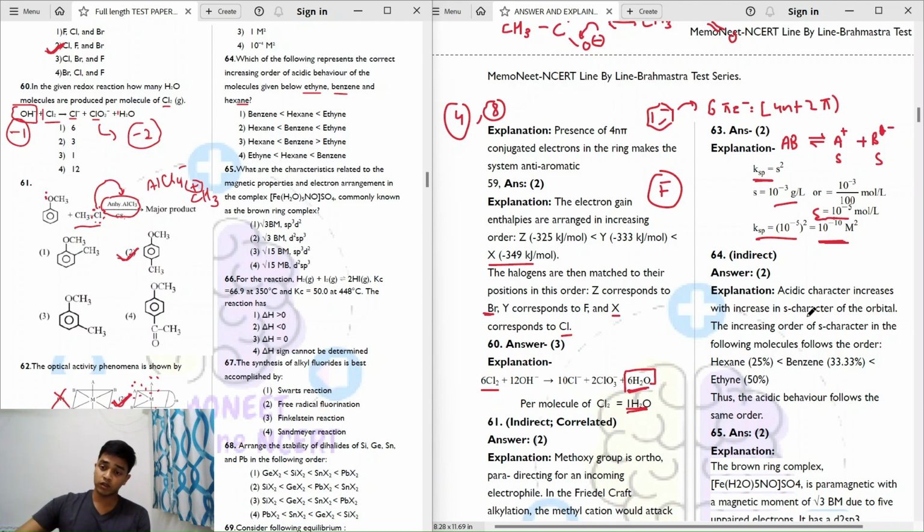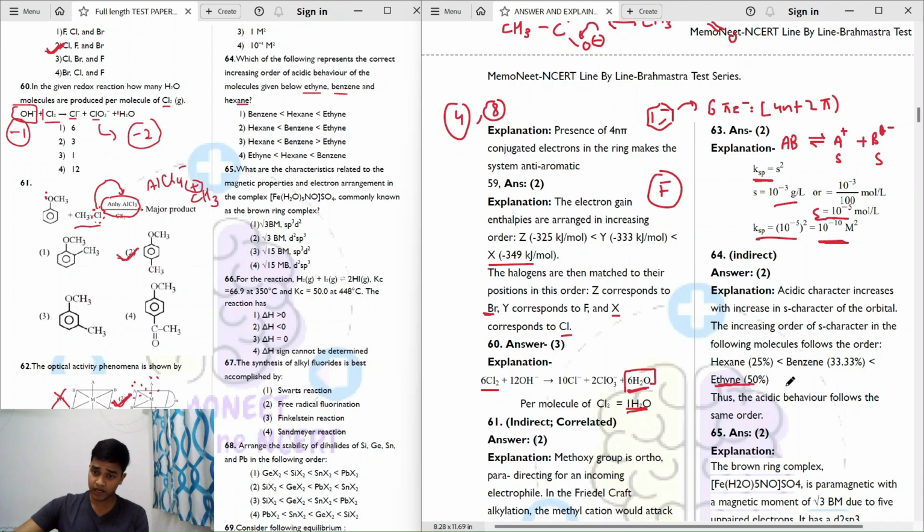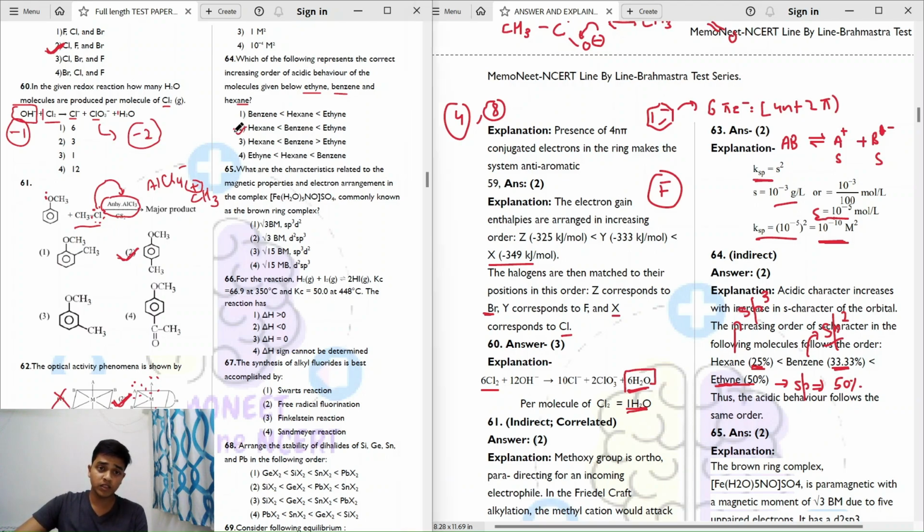So if we compare the S character, in ethyne we have sp hybridized carbon atoms, right? In an sp hybridized carbon atom, the S character is 50%. In benzene we have sp2 hybridized carbon atoms, so there the S character will be 33%, and in hexane we have sp3 hybridized carbon atoms, so there the S character will be 25%. So the order of acidity becomes hexane will be least acidic, followed by benzene, and ethyne will be the most acidic of these given molecules. So the correct answer will be option 2.